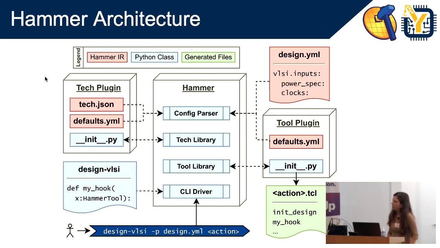So this is the basic Hammer architecture. I won't go into too many details here, but basically you can see, I won't be able to get a pointer, I'm not that savvy, but yeah, so there's core Hammer, things that can be reused across anything, basically anytime anyone uses a VLSI flow, these are shared across everything, and then your tool plugin, so specific to CAD tools that you use, and then a technology plugin that is also interchangeable, and then various YAML specifications through that I'll try to summarize.